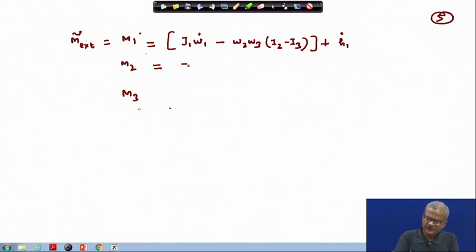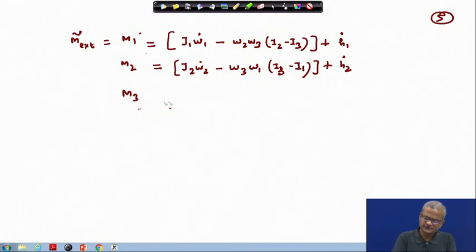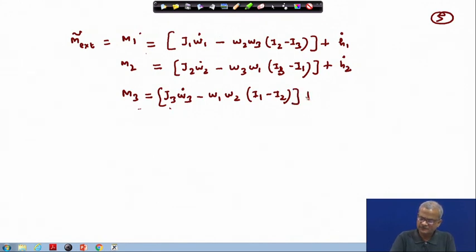Similarly, the other part will be J2 times omega 2 dot minus omega 3 omega 1 (I1 − I3), plus H2 dot and plus other terms that we need to write. Similarly, this will be omega 3 dot minus omega 1 omega 2 times (I1 − I2). Okay. This is the easy way of remembering this, as I have told you earlier; this is H3 dot. Now, the rest of the terms we need to insert here in this place, whatever they are.